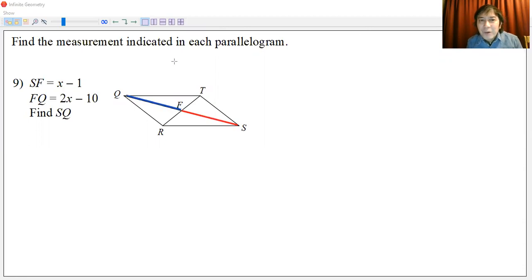All right. The red and the blue segments are equal, because they are divided by RT at point F into 2 equal segments. So we have SF given, we have FQ given, and they are equal. So our working equation will be equating these two segments. So we shall use that in our solution.